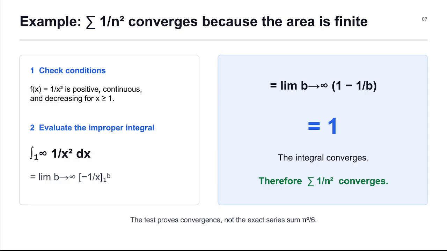It is important to understand that the series does not equal 1. Its exact sum is pi squared divided by 6. The integral test proves convergence, but it does not calculate the exact sum.